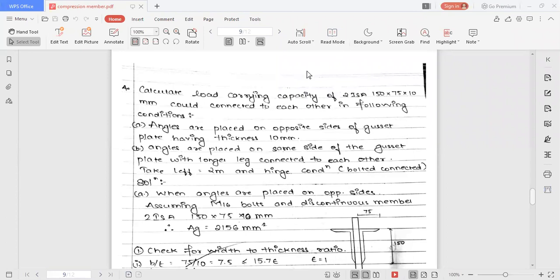First condition is the angles are placed on the opposite side of the gusset plate having thickness 10 mm, and the next condition is that the angles are placed on the same side of the gusset plate with longer leg connected to each other. In that, take L effective equals to 2 meter and the hinge condition, that is the bolted connection. So first case we had already solved.